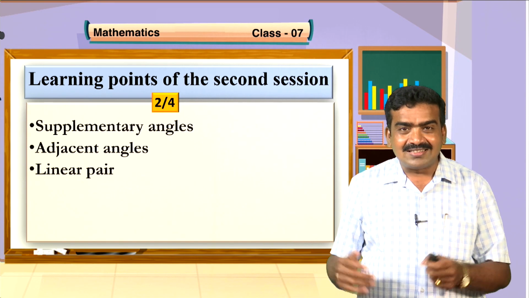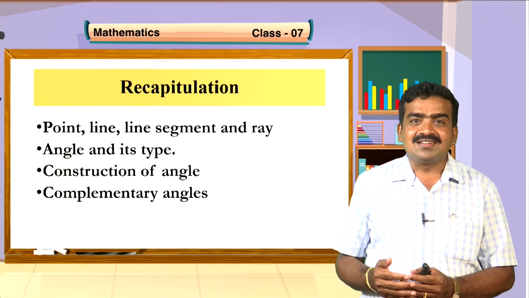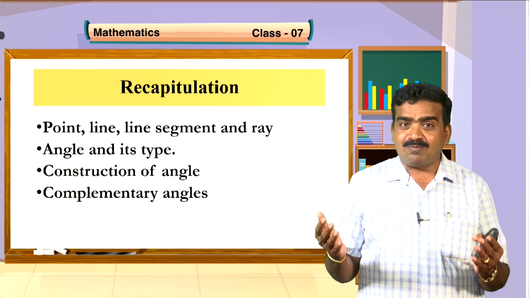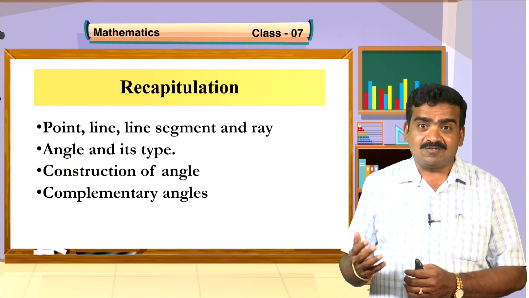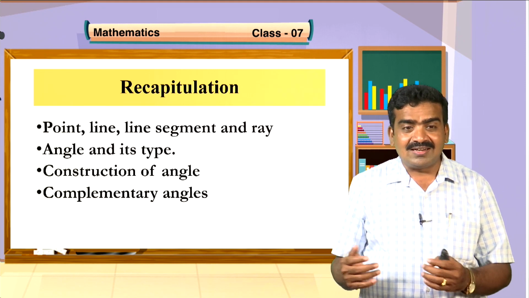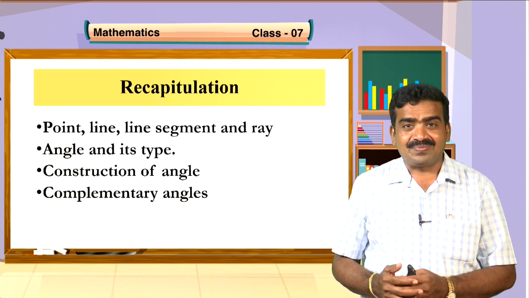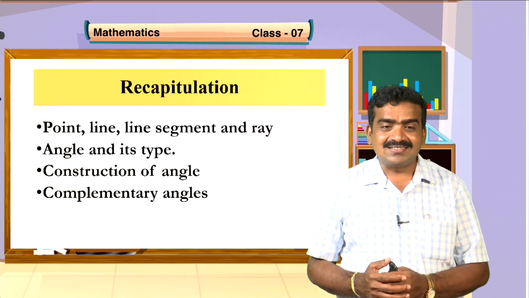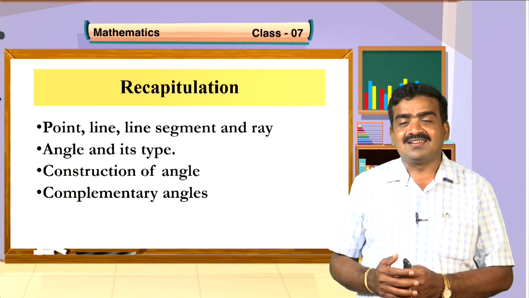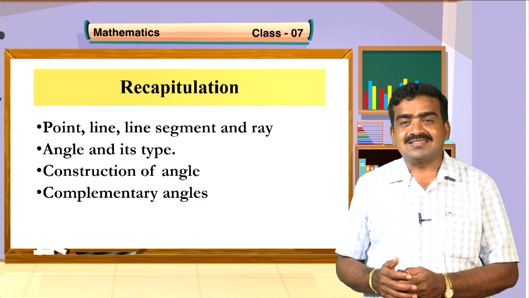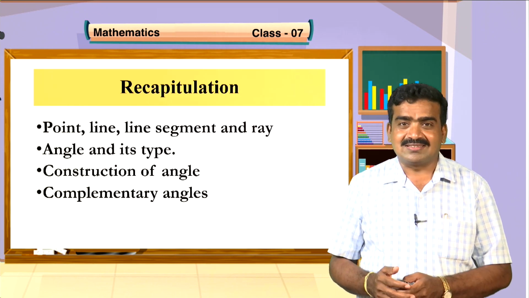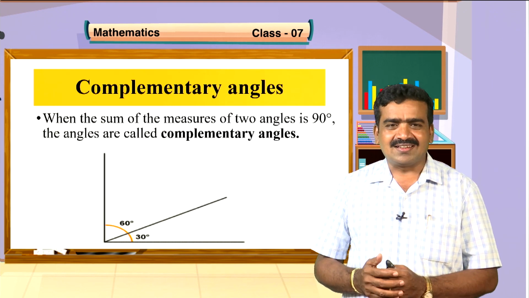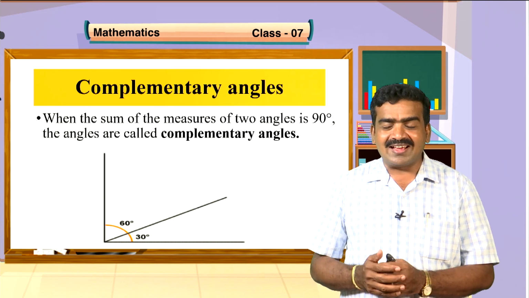Before going to learn all these things, let us recall what we have learnt in the first session. We have learnt the meaning of point, line, line segment and ray, and also the meaning of angle and its types, and the method of construction of angles. At the end of the first session you learnt the meaning of complementary angles and problems based on complementary angles. Can you remember the meaning of complementary angles?